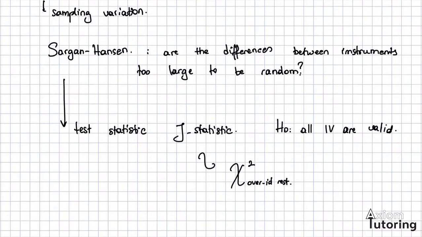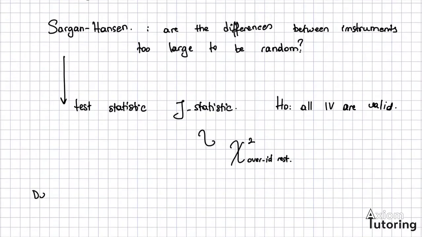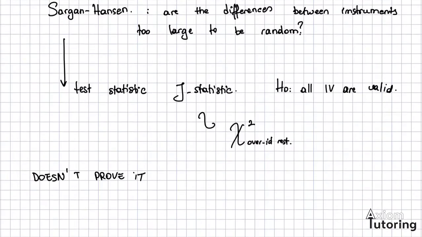The Sargan Hansen test, keep in mind, does not prove your exclusion restriction. It's not a validity proof, okay? It's just a consistency check.